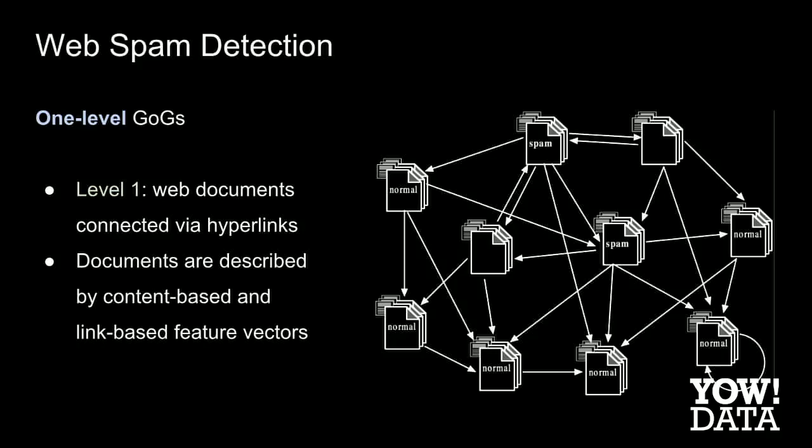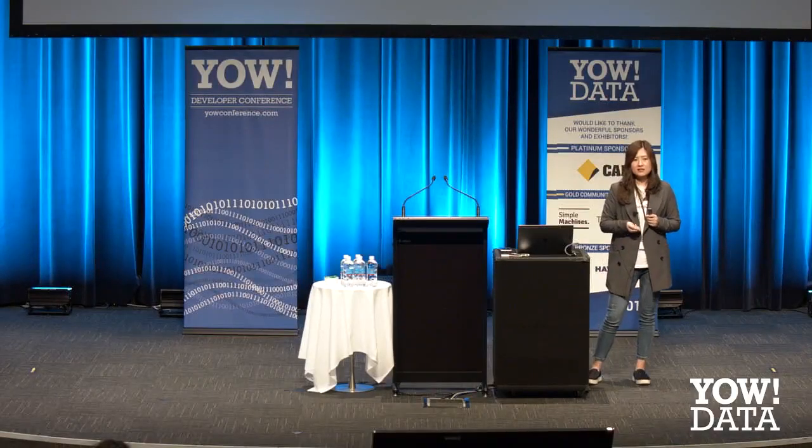And then we know that in such a graph, some pages are labeled as normal pages, some pages are labeled as spam pages, and some pages are actually unlabeled. Then we can use a machine learning approach to encode such a representation and then predict the result for those unlabeled pages.